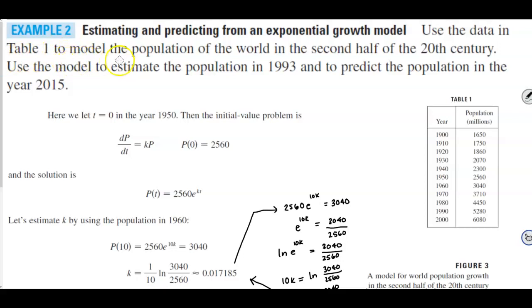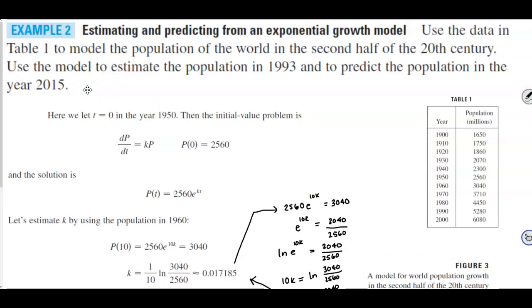Okay, in example 2, we're estimating and predicting from an exponential growth model. We're going to use the data in table 1 to model the population of the world in the second half of the 20th century. We're going to use the model to estimate the population in 1993 and to predict the population in the year 2015.